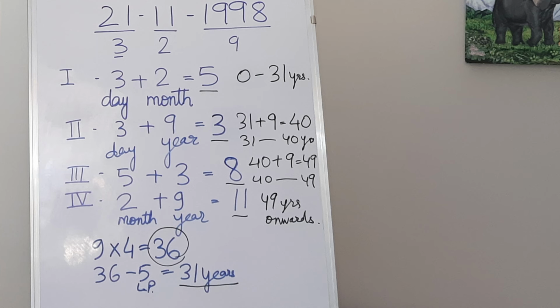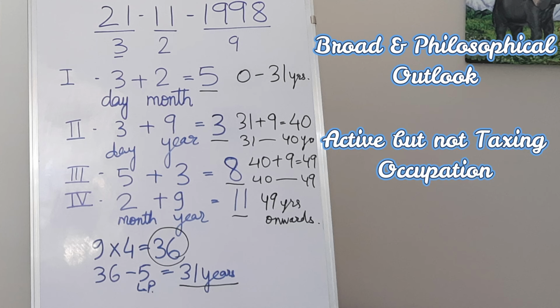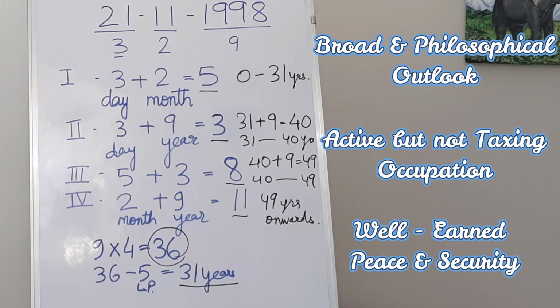In the fourth or the last pinnacle, the whole hectic middle period of life is over. You gain wisdom, but sometimes it may be unhappy if preparation has been neglected, or maybe you have tough numbers. The last pinnacle means three things. One, a broad and philosophical outlook. Two, an active but not taxing occupation. And three, well-earned peace and security.